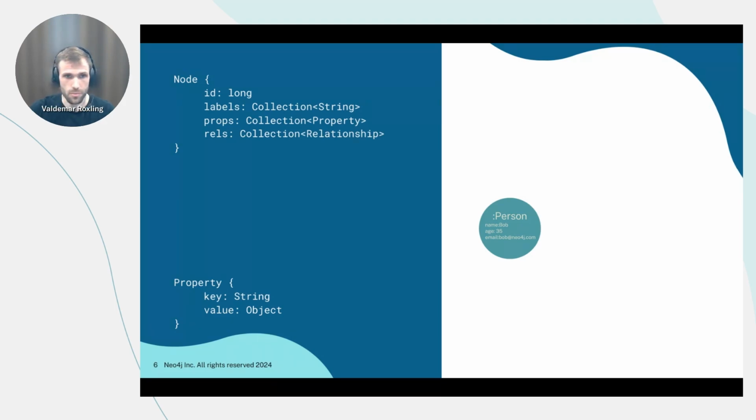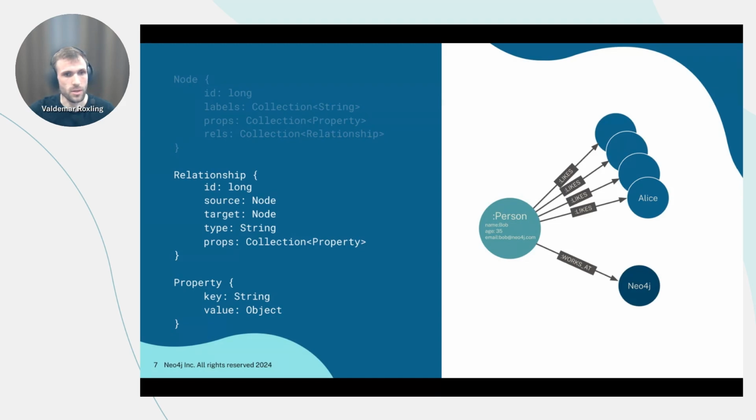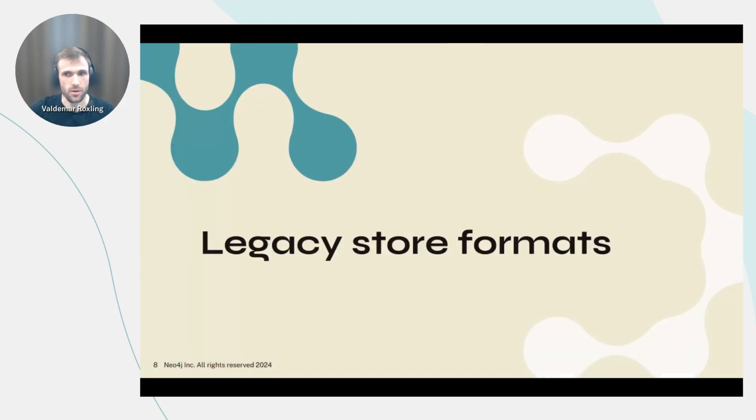So what is a relationship? It also has a unique identifier. It has a source node and a target node, so a relationship is directed. It has one type, which works similar to the label on a node, but you can only have one, and it needs to be there. And then it can also have properties. So this type of data is what we need to be able to store.